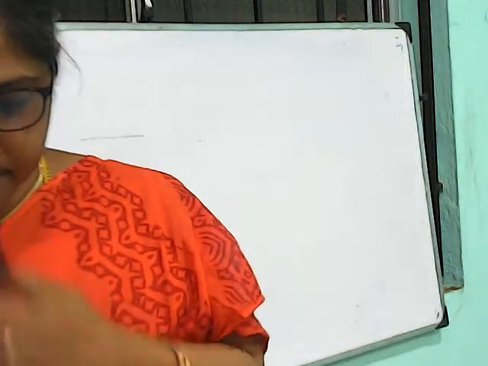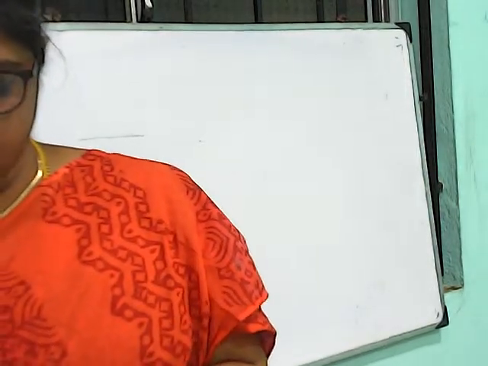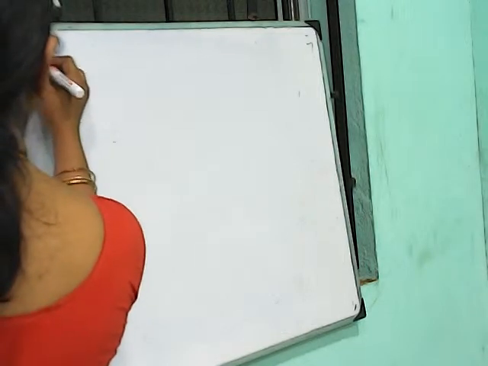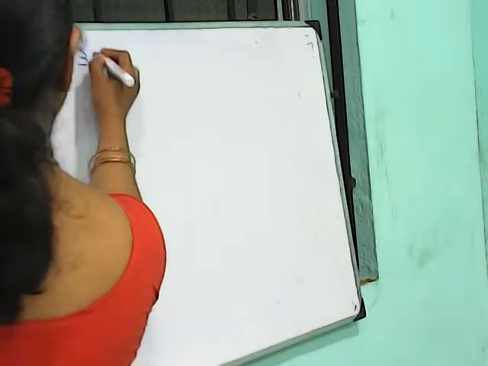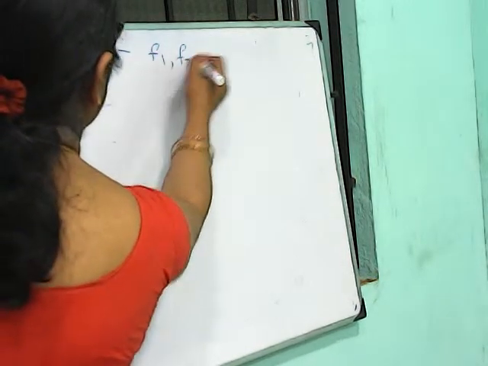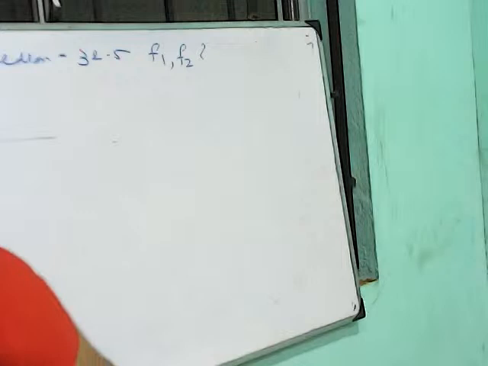Now look at this problem. The median of the frequency distribution is given to be 32.5. You are asked to find the values of F1 and F2. You need to find the values of F1 and F2.